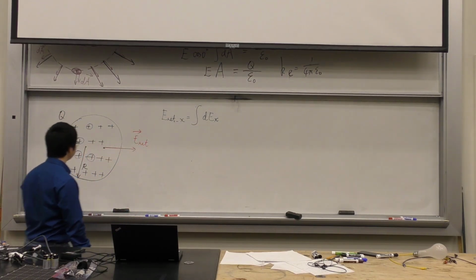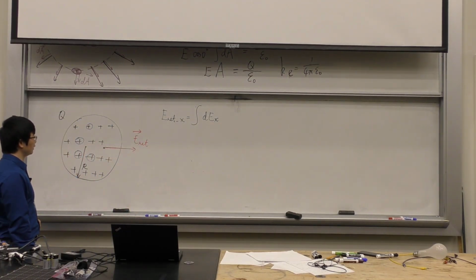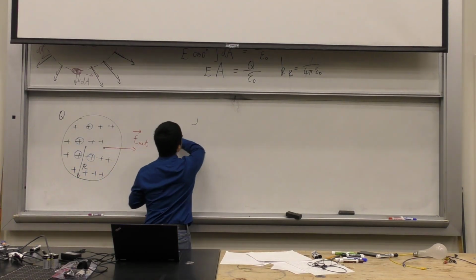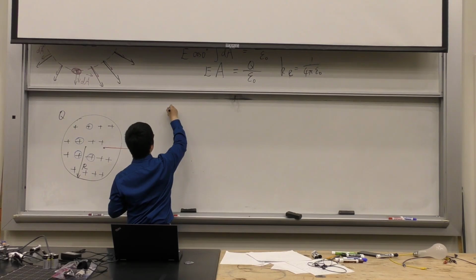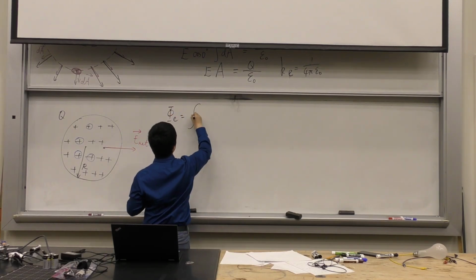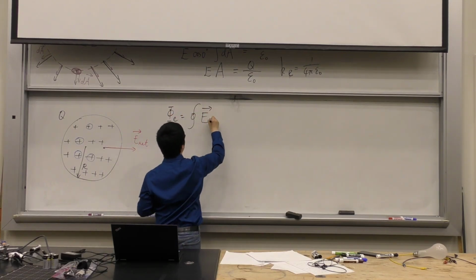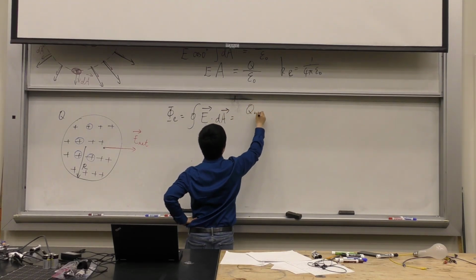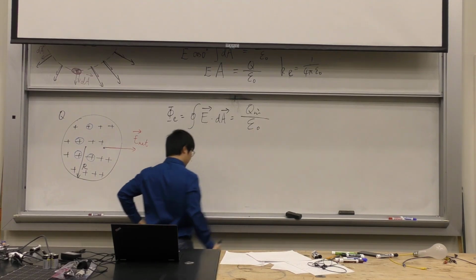So I want to do the same thing here. So again, I don't want to do this. I want to use Gauss's law. The flux, the integral of E dot dA, is going to be equal to Q enclosed over epsilon naught. Okay.